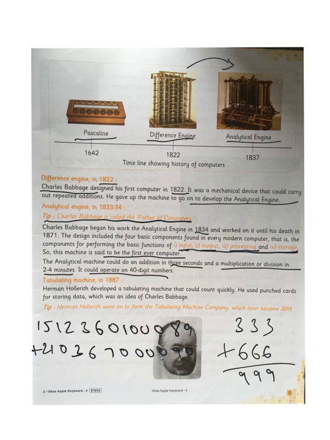Then after the analytical engine came the tabulating machine. In 1887, Hermann Hollerith developed a tabulating machine that could count quickly. He used punch cards for storing data, which was an idea of Charles Babbage.